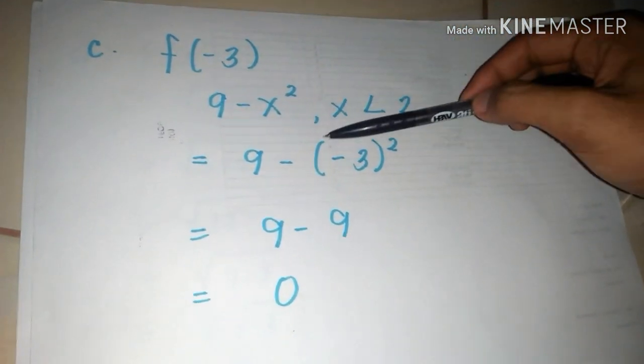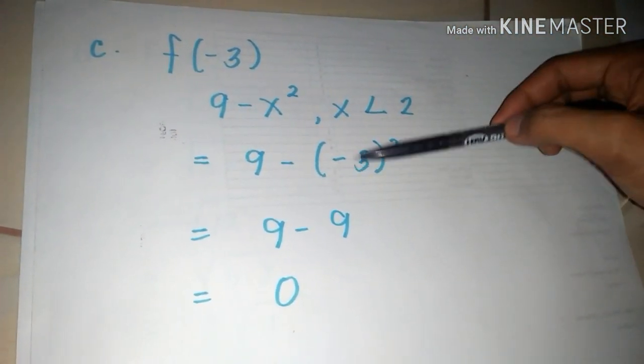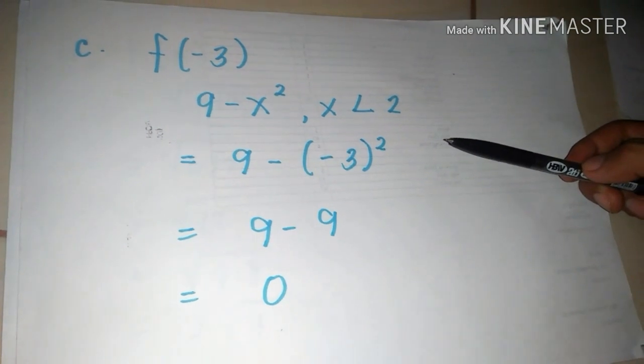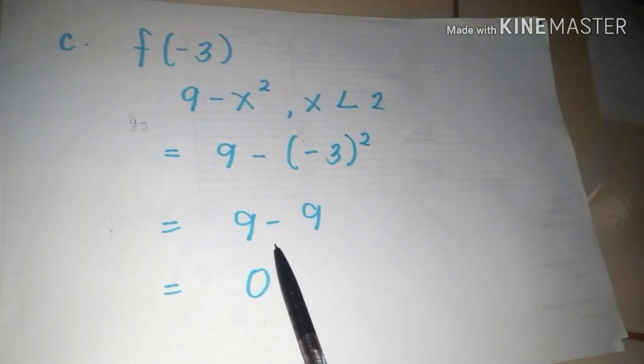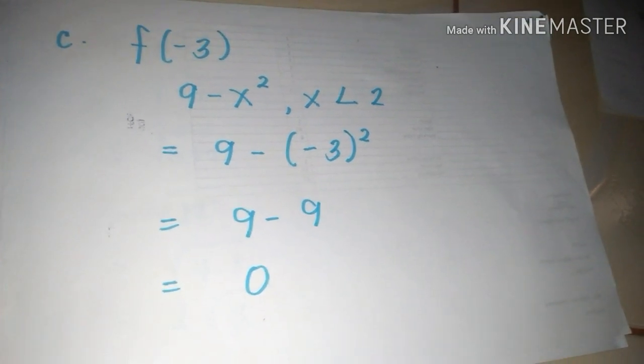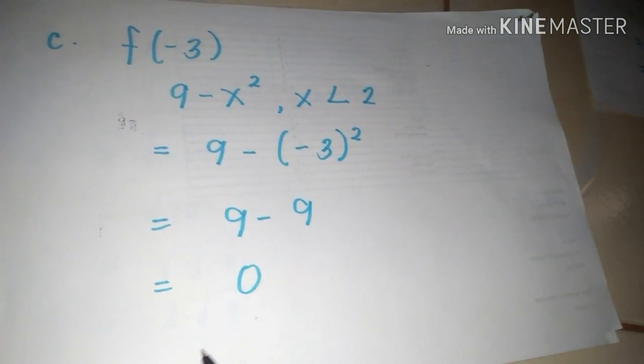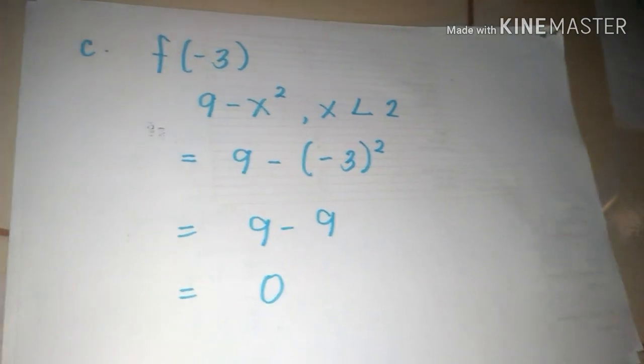So, 9 minus, open and close parenthesis kasi negative yan. You're going to put it inside the parenthesis. Then, square kasi x square siya. Then, 9 minus negative 3 squared. So, we have 9. 9 minus 9, we got 0. So, that's the final answer.